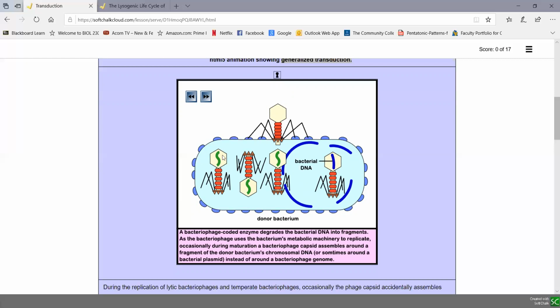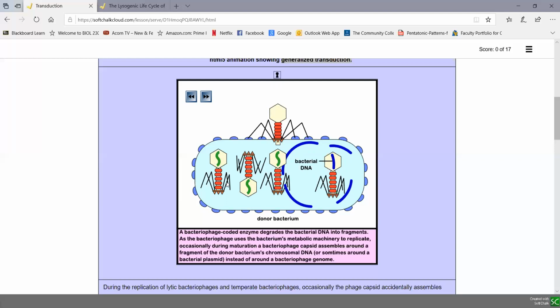And then maturation is where the parts assemble around the viral genome. And this is the way it normally assembles. The capsid or protein shell that forms the head of the bacteriophage assembles around the viral genome. But every now and then, by mistake, instead of the capsid assembling around a viral genome, as we see on the far right here, it assembles around a piece of bacterial DNA. So that one virus, rather than carrying a viral genome, is carrying a fragment of the donor bacterial DNA. Now, it's also possible that this capsid could have formed around a plasmid if this bacterium had plasmids in it.